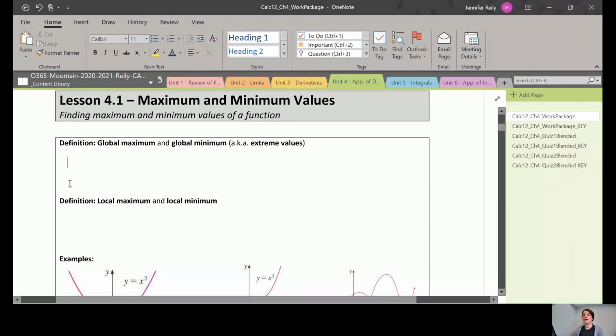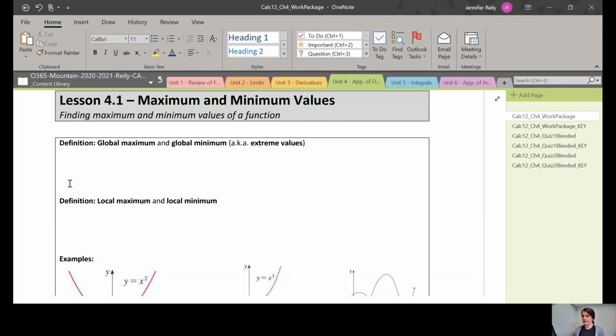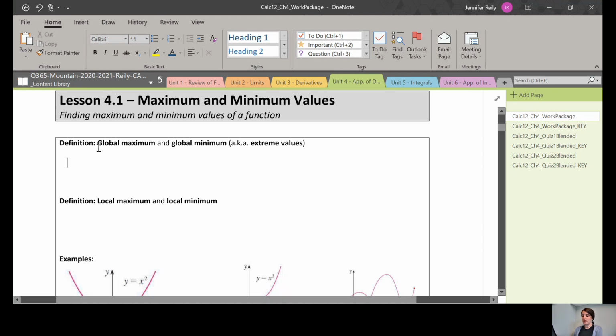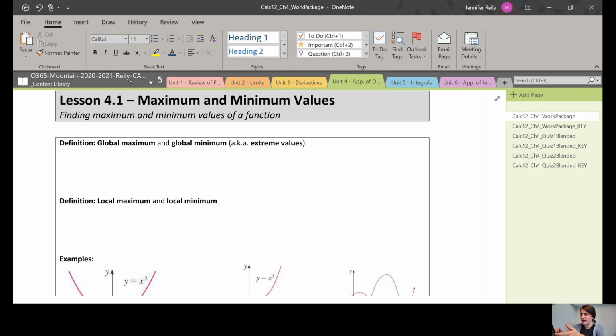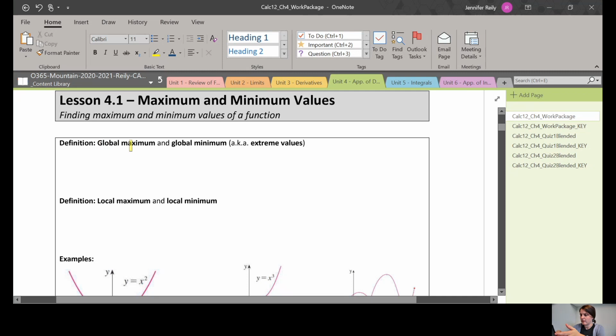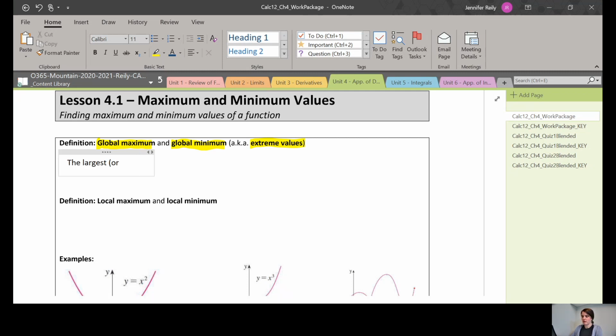Hi everyone, this is a video to go over lesson 4.1, which is on maximum and minimum values of a function. Okay, so let's define what maximum and minimum values are. The first thing we're going to define is a global maximum or minimum. These are also known as extreme values.